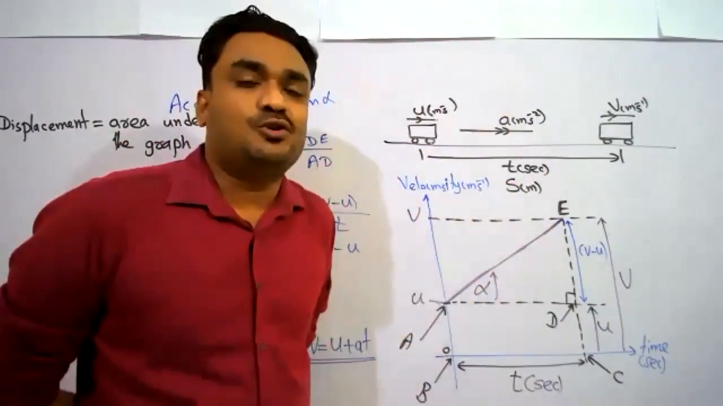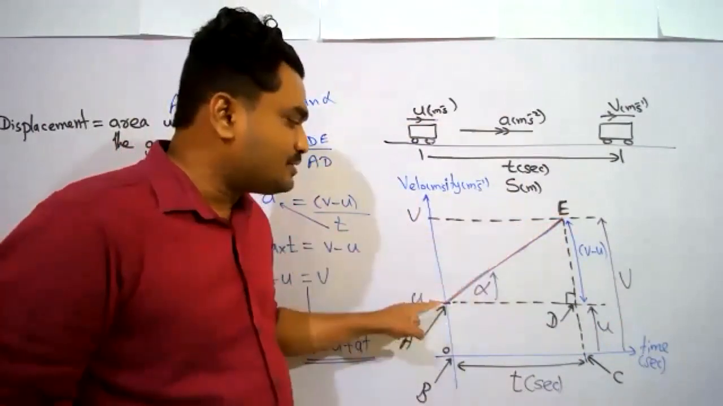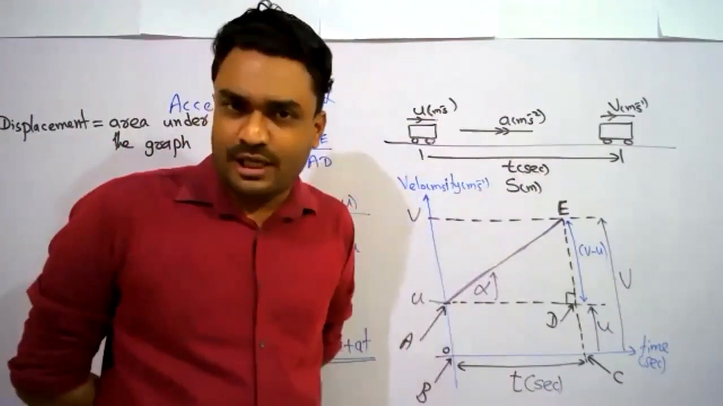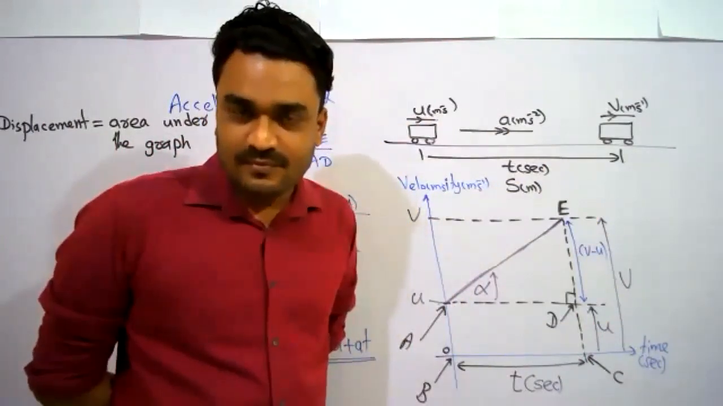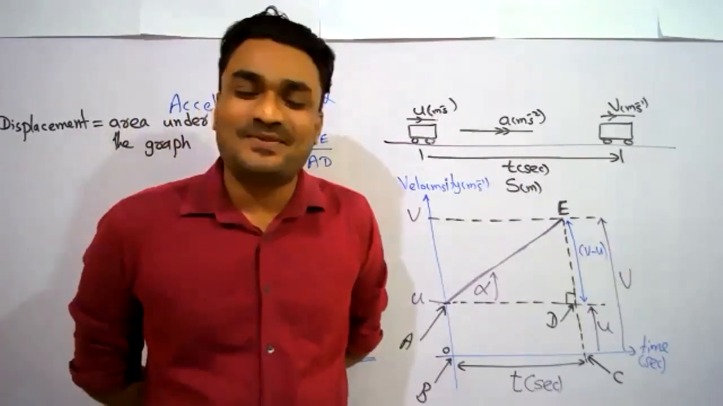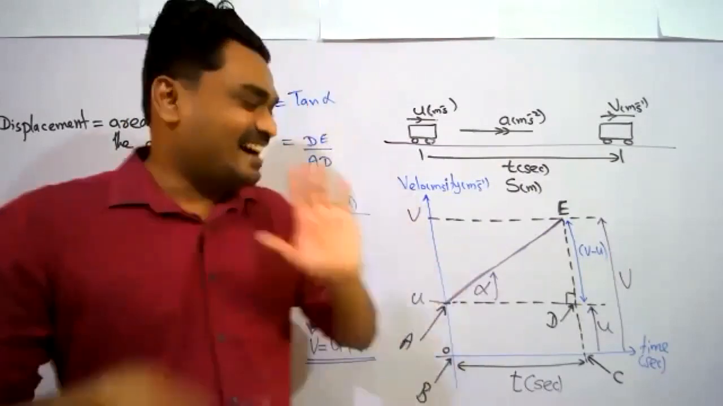So what is the first point you should remember? The graph is the AE line. That's why I have used a different color. So what is the graph here? Everybody? AE line. What is the graph? AE line, sir. AE line.